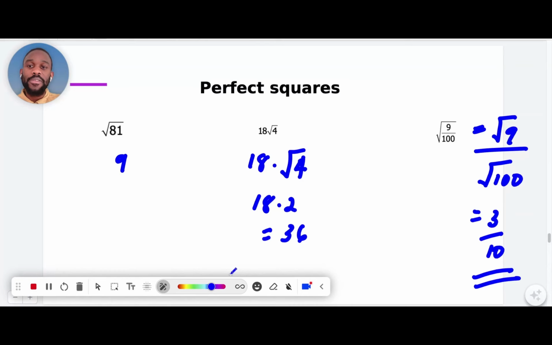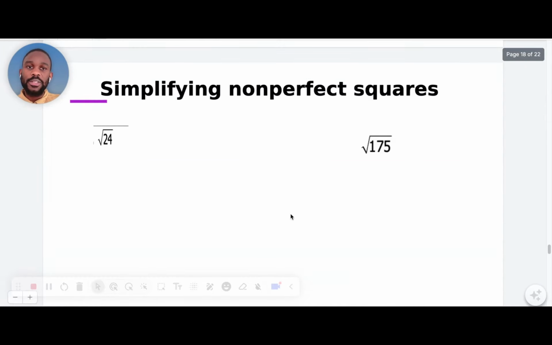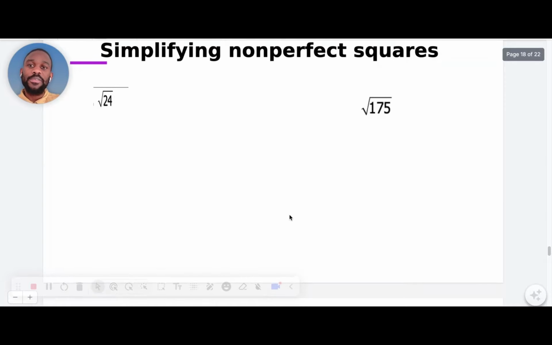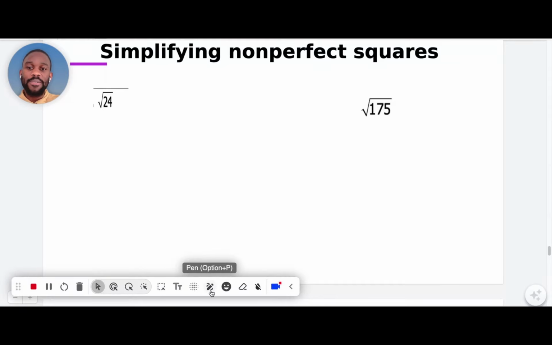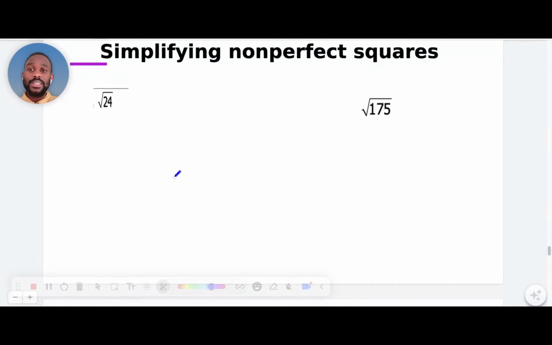What about if you don't have perfect squares, right? How do you find the roots of non-perfect squares? Okay, let's look at that. So here we're going to be simplifying roots of non-perfect squares. Like we know 24, and they're telling you to get the root of 24. The first thing you need to do is think about factors of 24. And one factor has to be a perfect square.